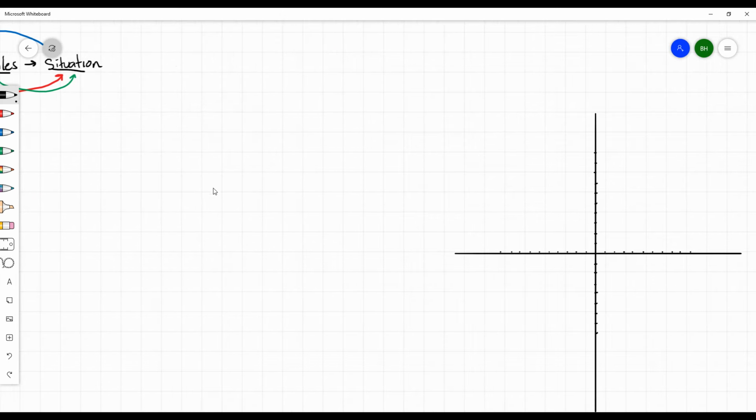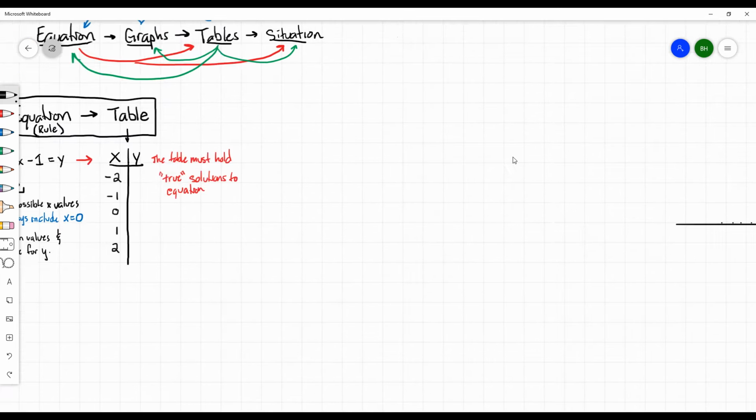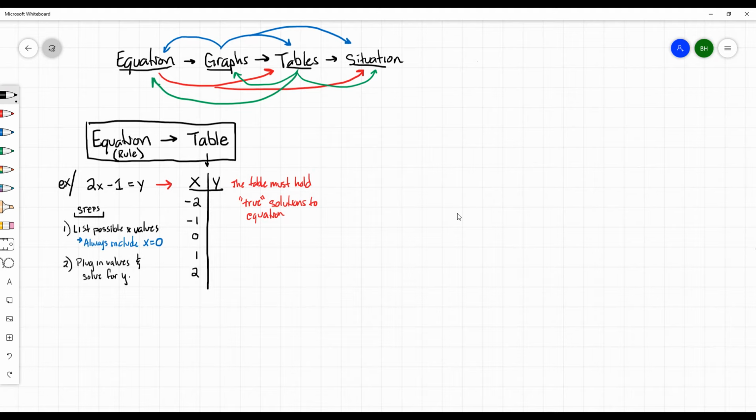So what I'm going to do is I'm actually going to take this equation and rewrite it over here off to the side. This is where I'm going to do some of my work. We get 2x minus 1 equals y. And we want to find this true for the values x equals -2, x equals -1, x equals 0, x equals 1, and x equals 2.